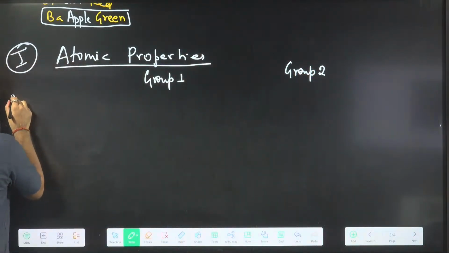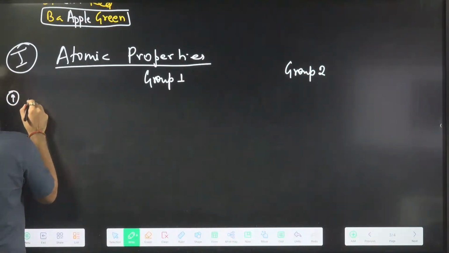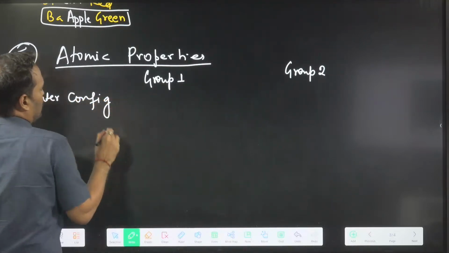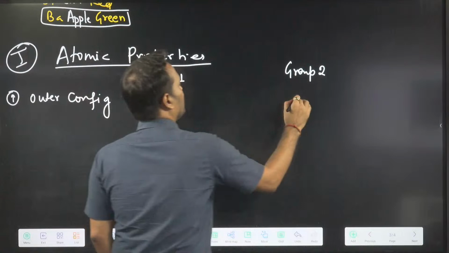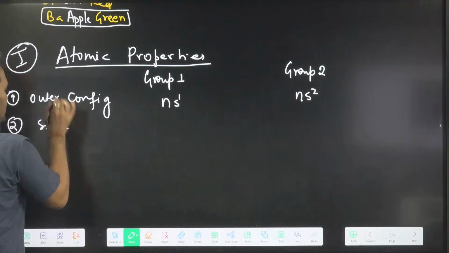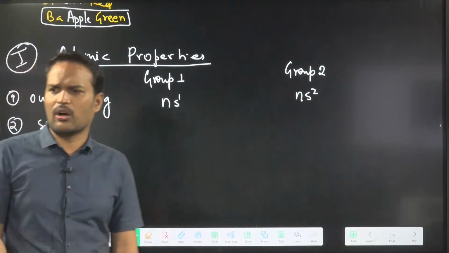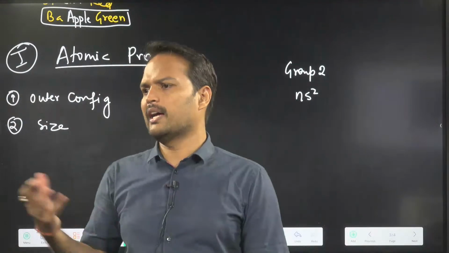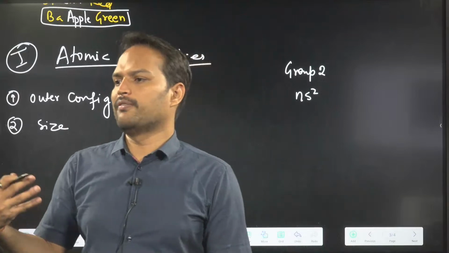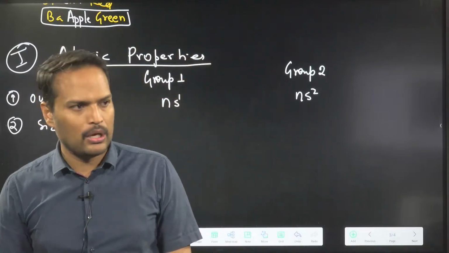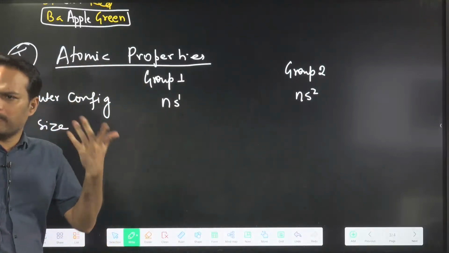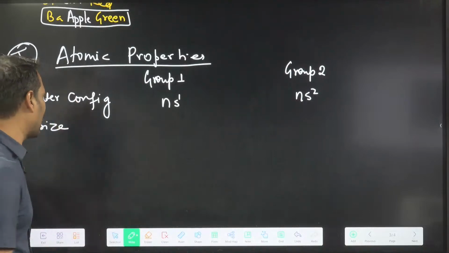Now what? First point. We will talk about outer configuration, valence shell configuration. Everyone knows. You will say, sir, this is ns1, this is ns2. Then they will talk about the size. Size means radius. They can say atomic radius, metallic radius, ionic radius, anything. The order is the same. Although they should define metallic radius, because these are metals. But you compare metallic radius, you compare ionic radius, all have the same trend.